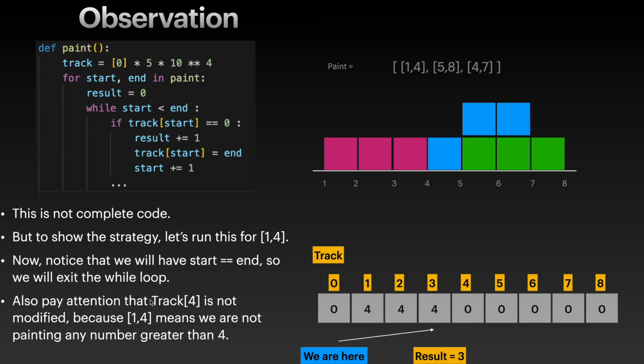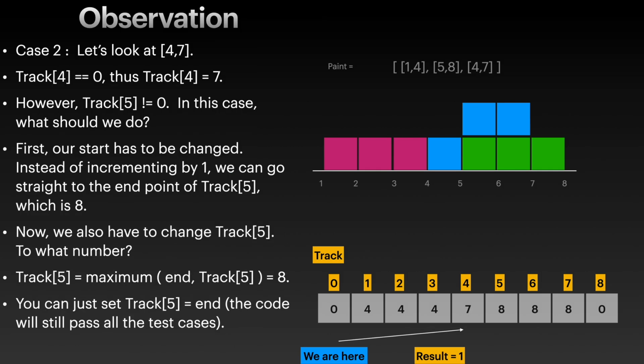One thing that you have to notice is that track of 4 is not modified here, because 1,4 does not mean we are painting any number greater than 4. So our code is consistent in that regard. And then now we have to consider the case where track of start is not equal to 0. That means that portion is already painted. So that's the case too.